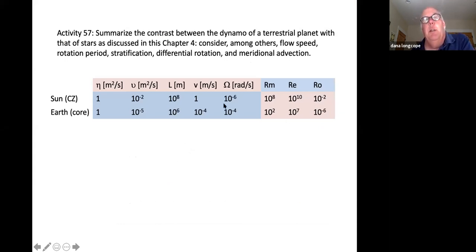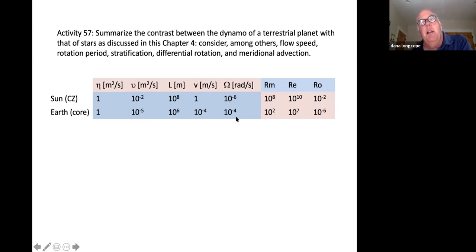So because of what we just said, the velocities there, 10 to the minus 4 meters per second compared to the sun. Here I've listed 1 rather than 10 meters per second. The length scales, the sun is bigger. And the diffusivity is higher on the sun than the Earth. But what we get is a magnetic Reynolds number that is only 100 in the Earth. So that is a pretty diffusive medium.